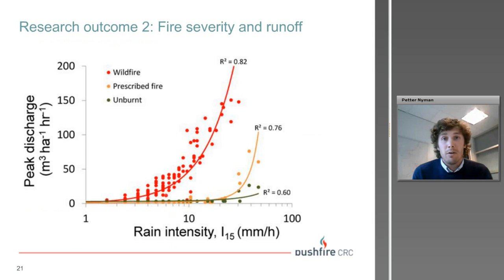So there are quite clear patterns in terms of how fire severity affects peak discharge. On the y-axis here, you have peak discharge. On the x-axis, you have rain intensity. So as the rain intensity increases, your peak discharge increases. And for wildfire, this dependency is much stronger than it is for prescribed fire and unburned conditions. We use peak discharge as a measure of response because this is directly proportional to the amount of sediment that you're likely to see coming out of these catchments.